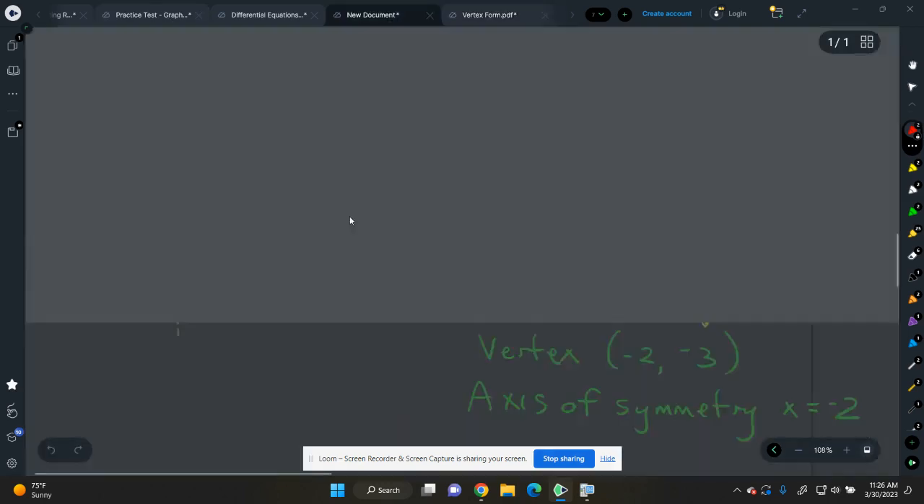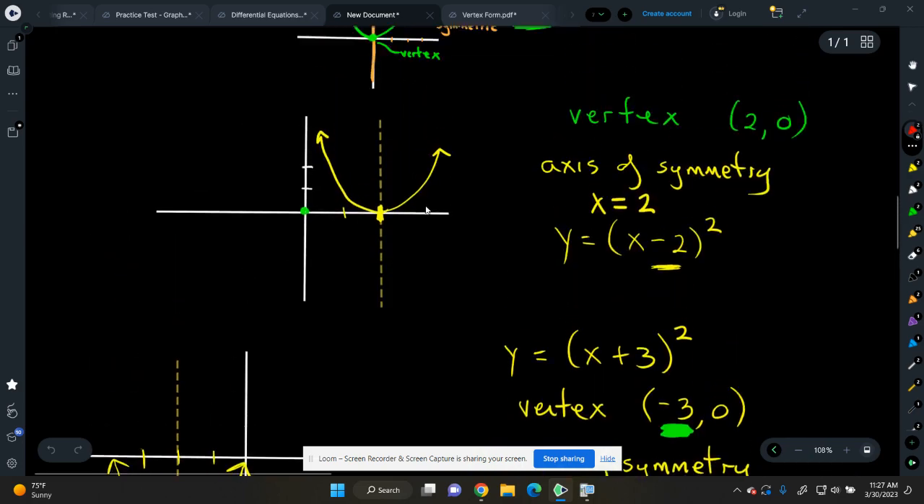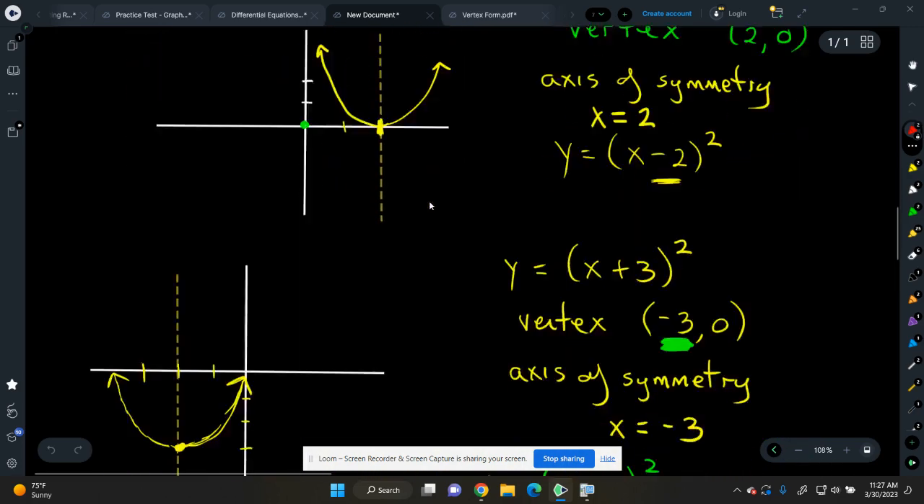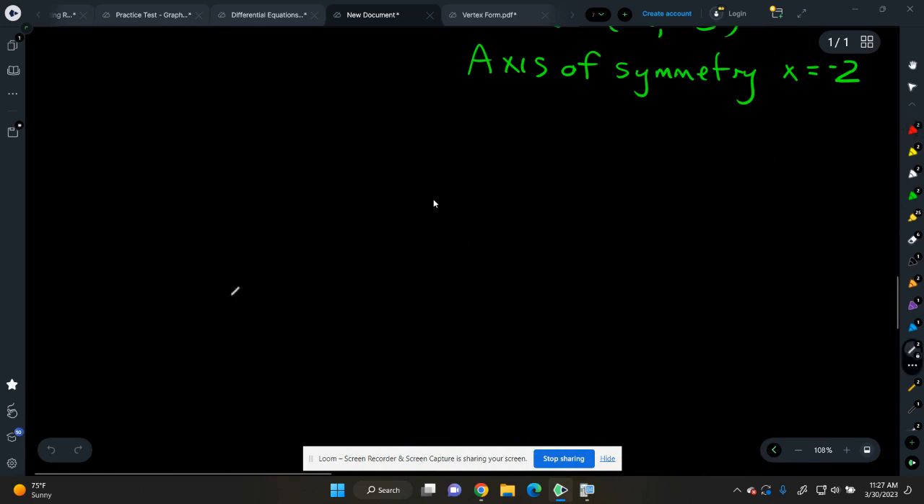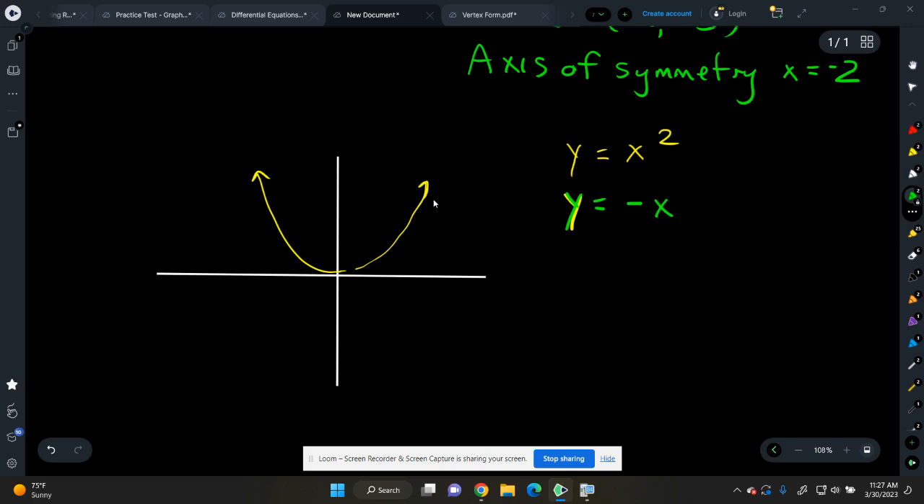Okay, let's go back. What do you think would happen? Let me just draw a basic y equals x squared again. Here's y equals x squared. That's my basic y equals x squared. What do you think would happen if it was y equals negative x squared? Upside down. Yeah, upside down. Okay.